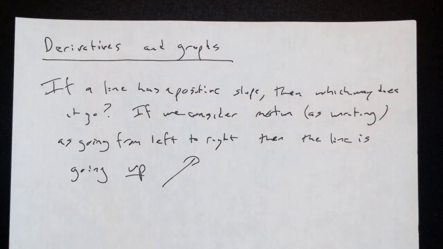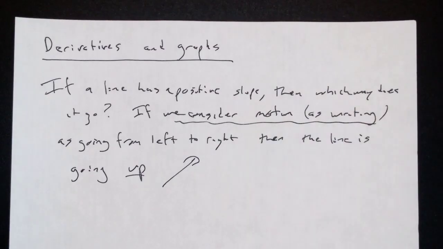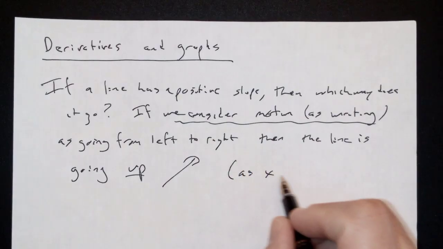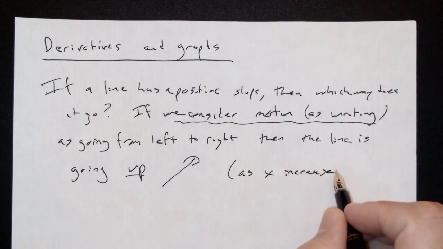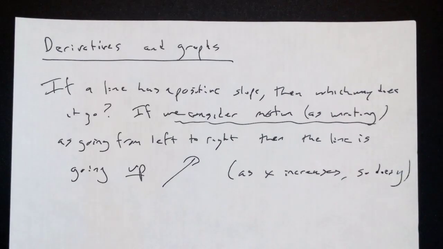So if I consider motion like I do writing as going from left to right, then my line is going up. I want to change this phrase. I don't like this phrase. So we'll think of it as what's happening to X. As we go from left to right across the number line, across our graph, X is increasing. So I can think of this as X is increasing, so is Y.